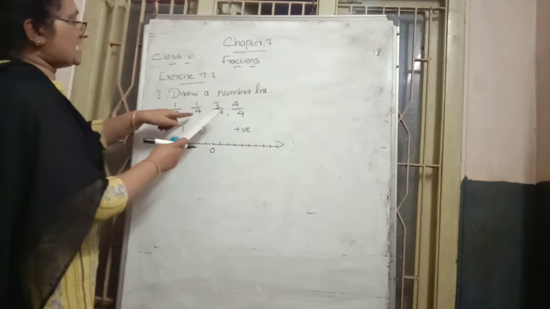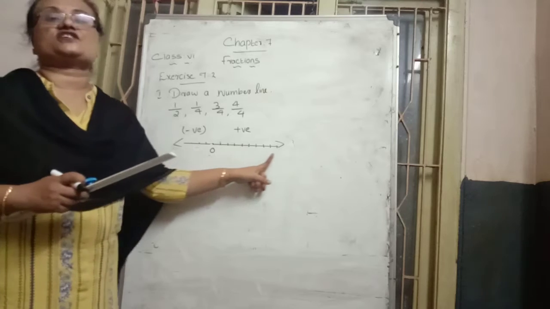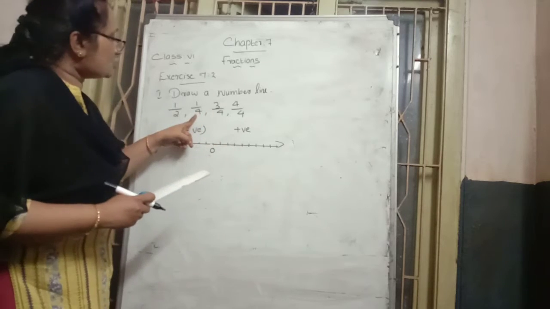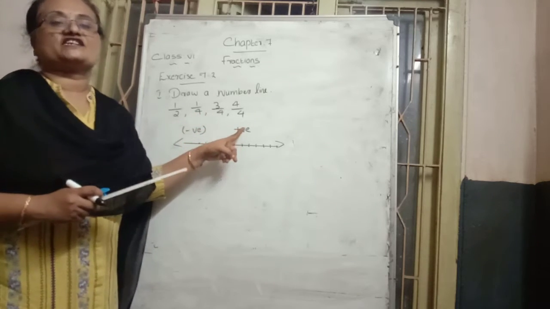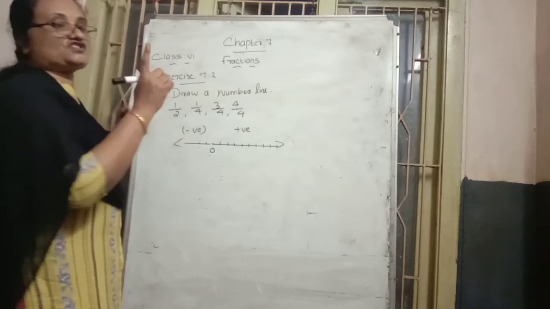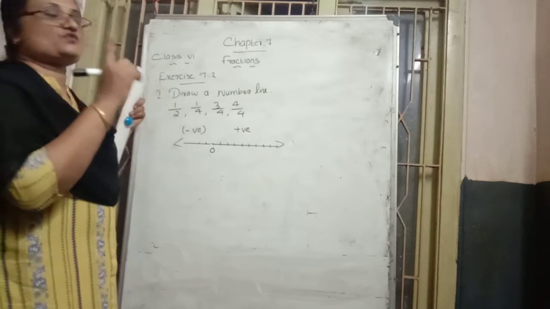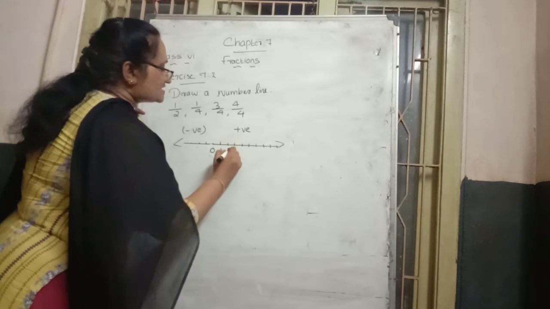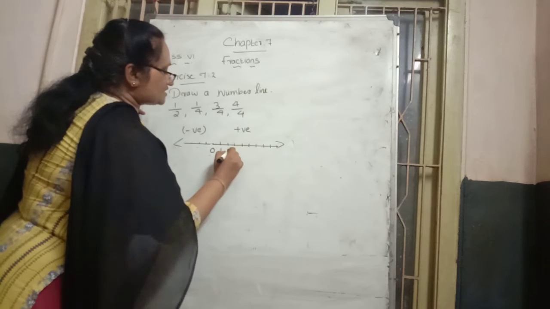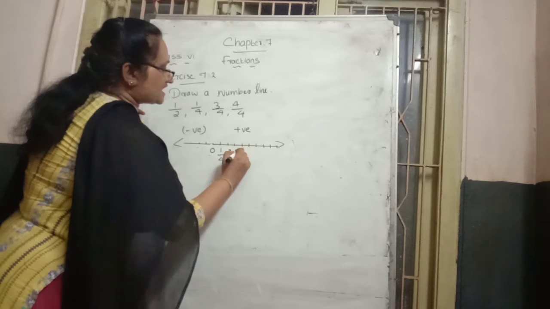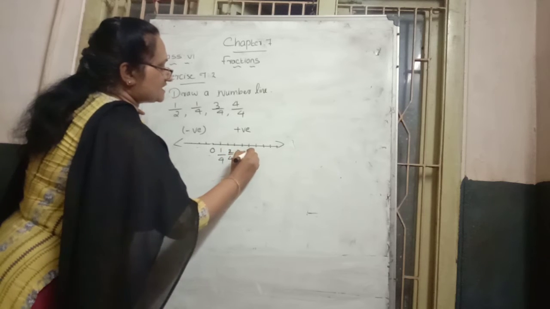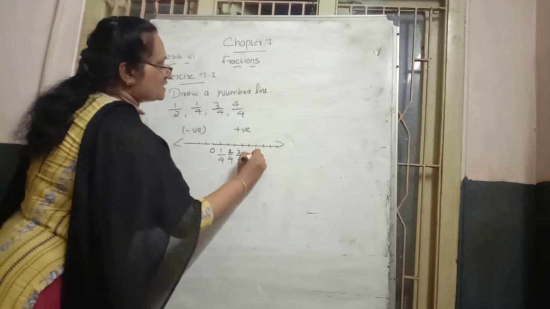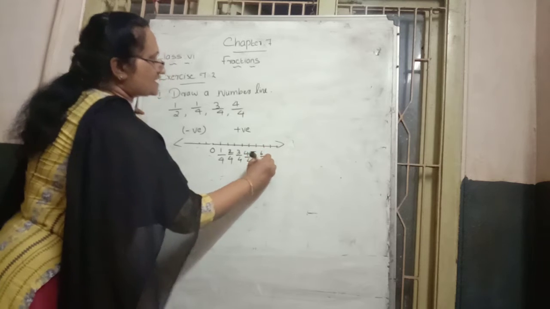With the help of the denominator, fractional numbers are represented. Which number is the denominator here? 4 is the denominator. That's why after 0, the first number we write is 1 by 4. Second 1 centimeter part, 2 by 4. Next 3 by 4. Next 1 centimeter, 4 by 4. Next 5 by 4, 6 by 4.